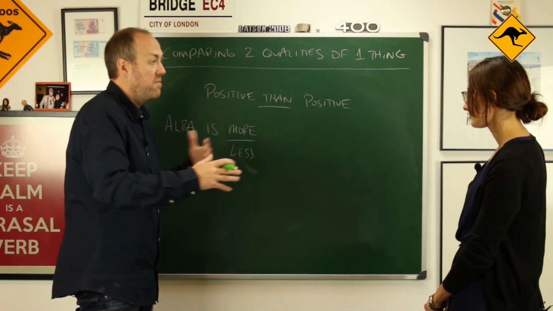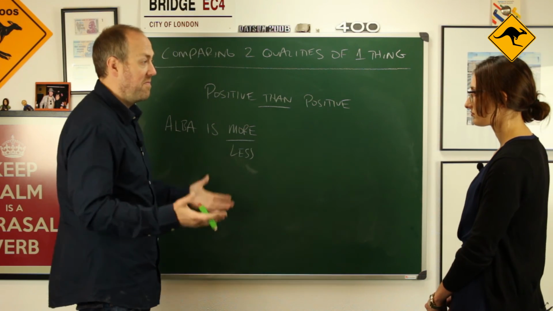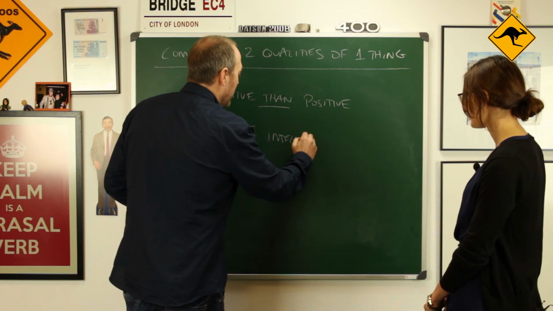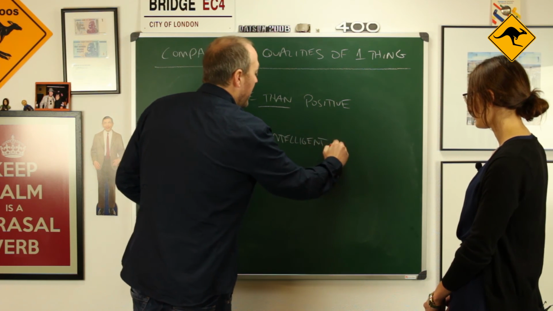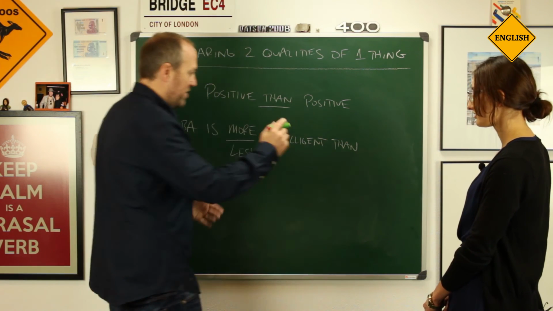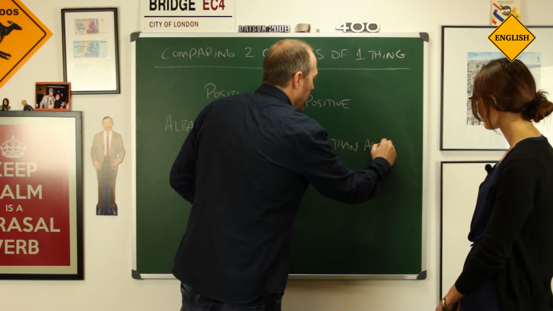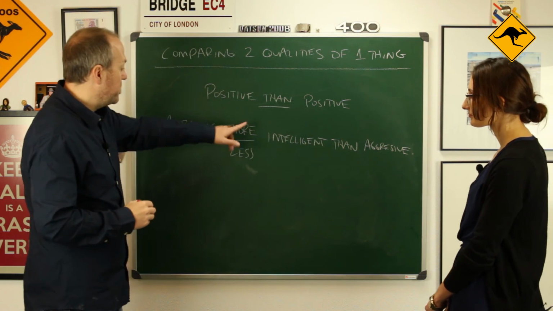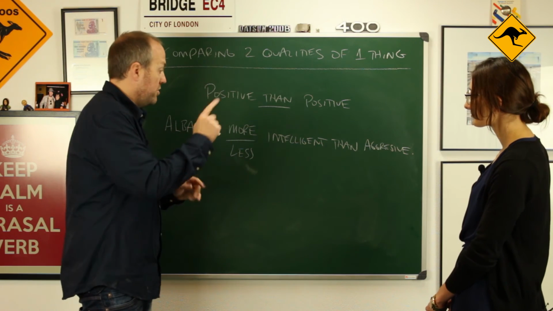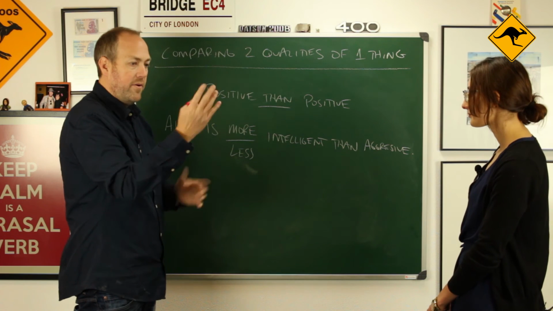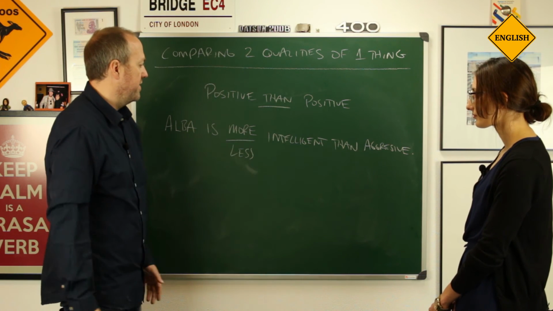So we say she's more intelligent. Okay, good. Then aggressive. Okay, perfect. Very good. So we're saying that the one person, your friend Alba, has more of this quality than this quality. But we're not comparing two different people. We're comparing the same person.